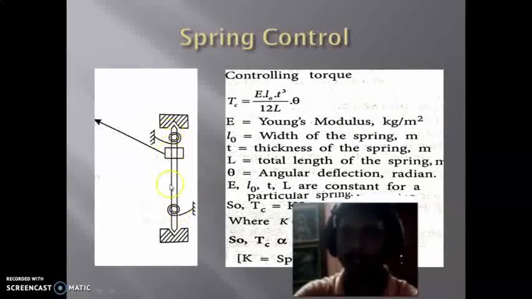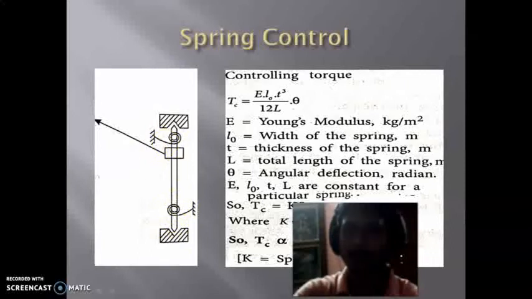Due to the deflection, the assembly that will move or deflect, the pointer also deflects. And due to this spindle deflection, the spring connected with this spindle will also be twisted, and there will be some restoring force developed, and due to that there will be some controlling torque developed. The controlling mechanism can be done by using this kind of arrangement.